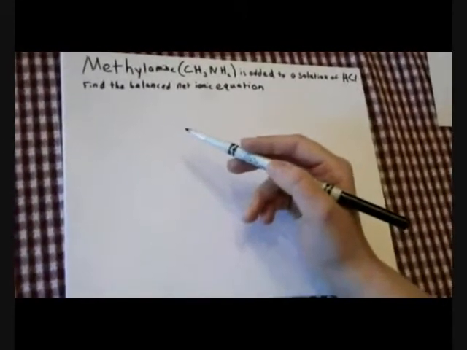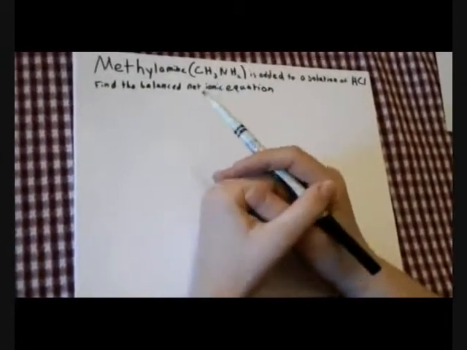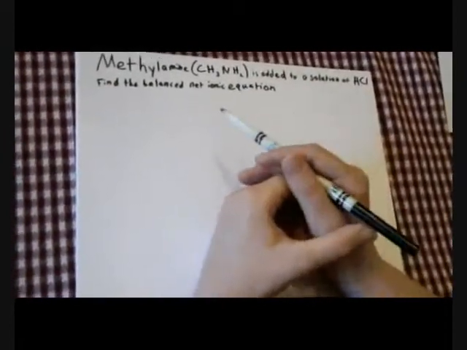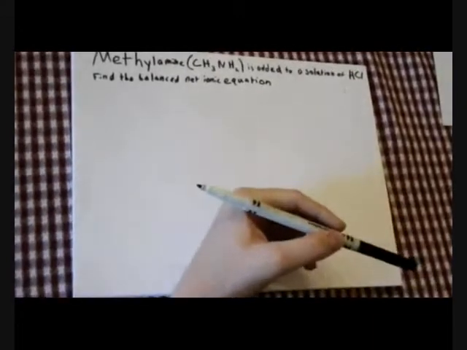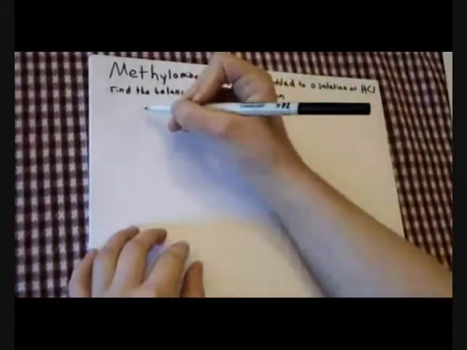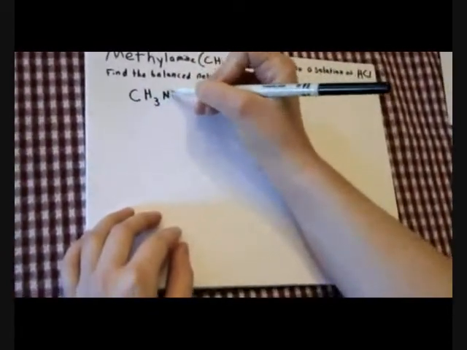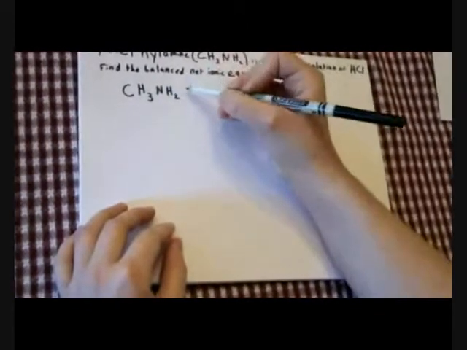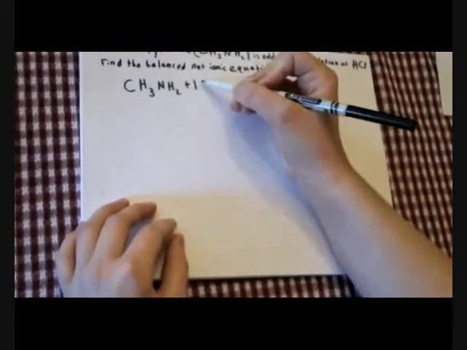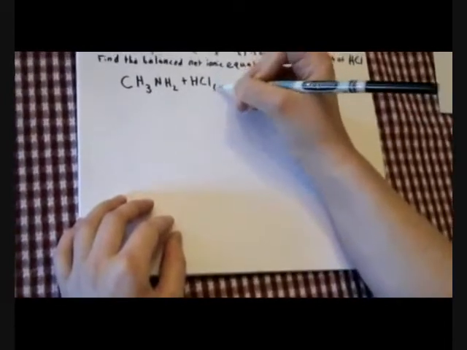Okay, so this is an AP question off the 2010 AP test. It's online, and it tells us that methylamine, this molecule, is added to a solution of hydrochloric acid. And then it asks us to find the balanced net ionic equation for this reaction. Okay, so on the reactant side, we have methylamine, CH3NH2, that reacts with hydrochloric acid, which is aqueous.